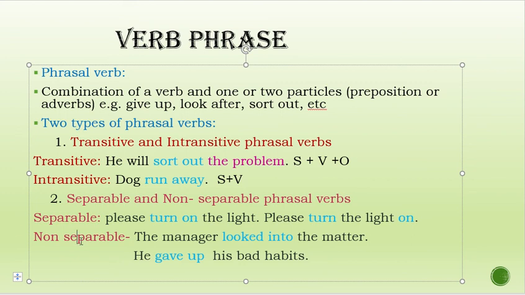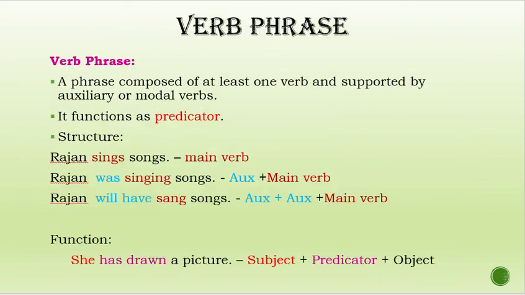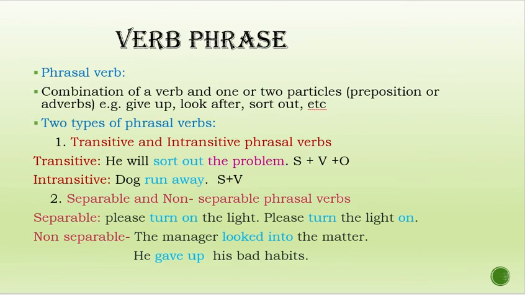Okay. So I think you understand the verb phrase, divided into verb phrase and phrasal verb. Phrasal verb is divided into two types: transitive and intransitive. Transitive is S plus V plus O, and intransitive is S plus V. Separable and non-separable, just like "turn on" or "turn the light on." Non-separable, we cannot separate these words.